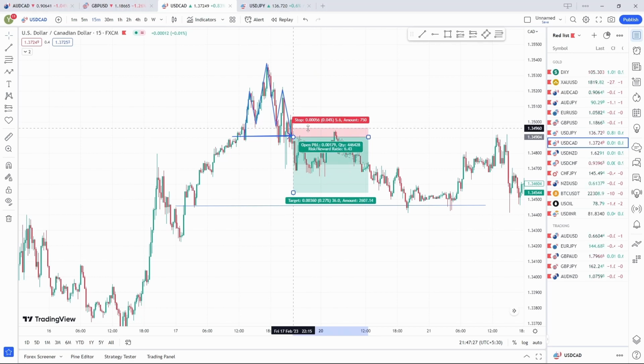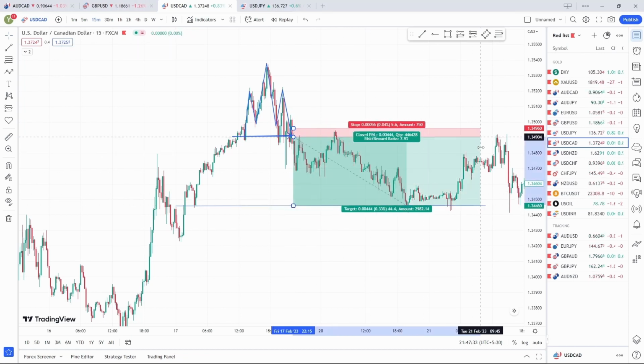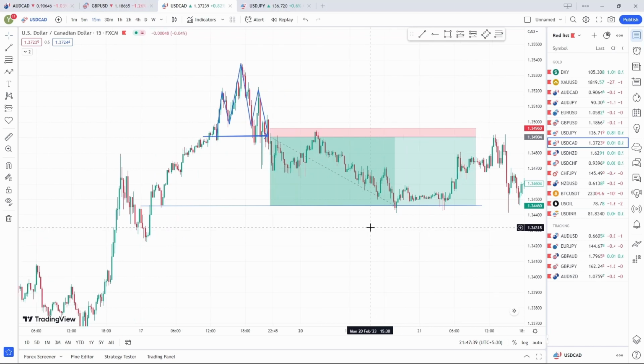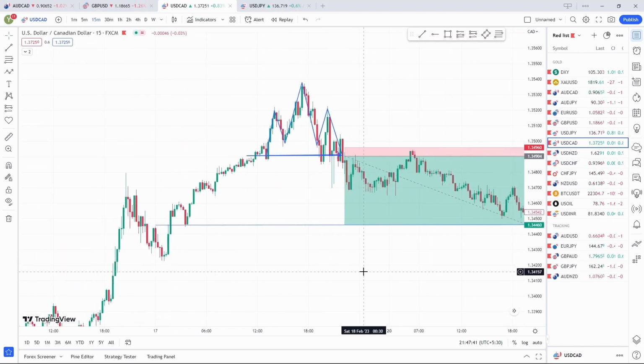Our stop loss will be just above the neckline, and the target will be till the nearest support zone. As you can see, our target is hit, and we got a risk to reward ratio of 1:7.93. And as I always say, the size of the pattern doesn't matter as long as you can identify it and take trades according to it.